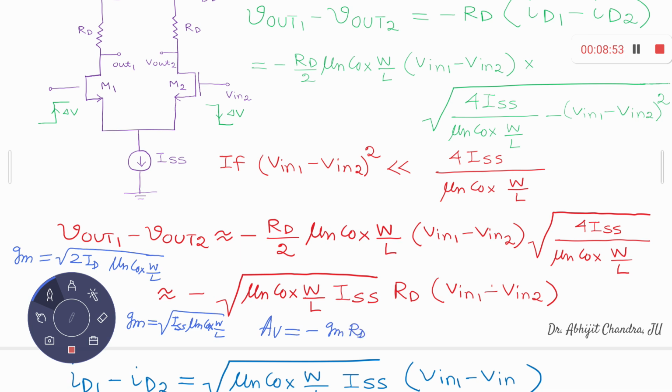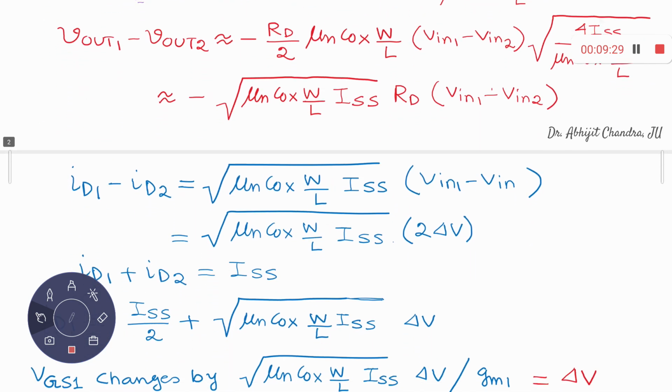But remember that for a single stage common source amplifier, the gm values are not the same. I'll come to this later on. So it's something like minus gm RD, and that expression of gain we have obtained from the large signal analysis itself, because ID1 minus ID2 is equal to this much. That expression we obtained last day from the large signal perspective, and we do the same thing from the small signal perspective today.